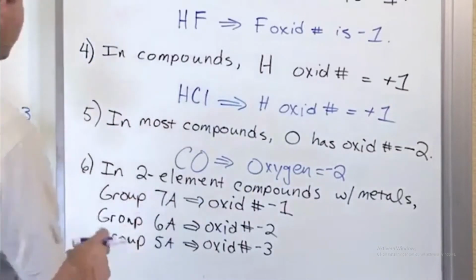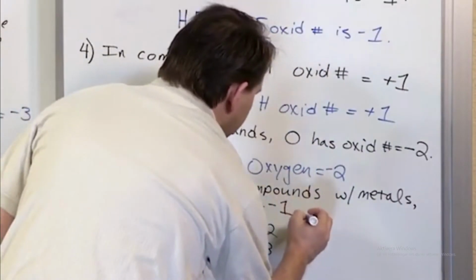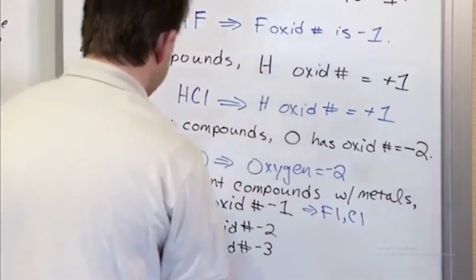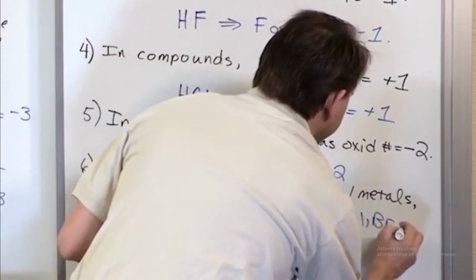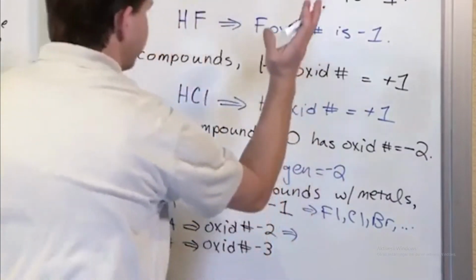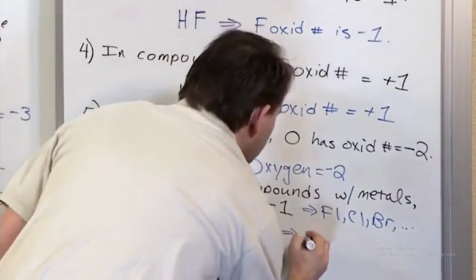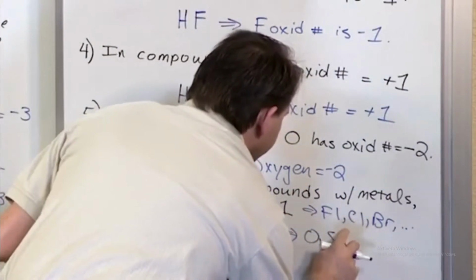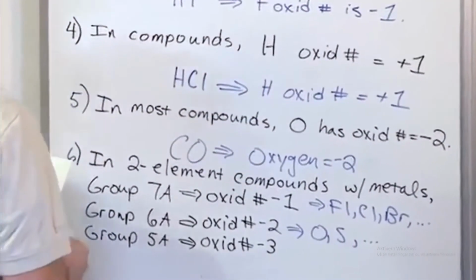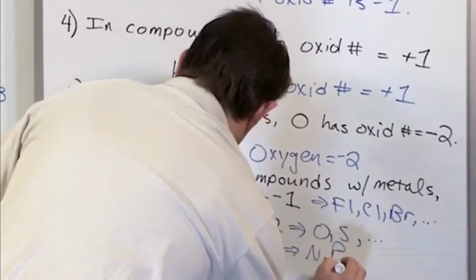Or a quick example. Group 7A, that's the column right near the noble gases. So those are things like fluorine, chlorine, bromine, and so on. All right. Group 6A, that's not the column right next to the noble gases, but the one over just to the left. That's oxygen, sulfur, and so on. Okay? And group 5A would be things like nitrogen, phosphorus, arsenic, and so on.